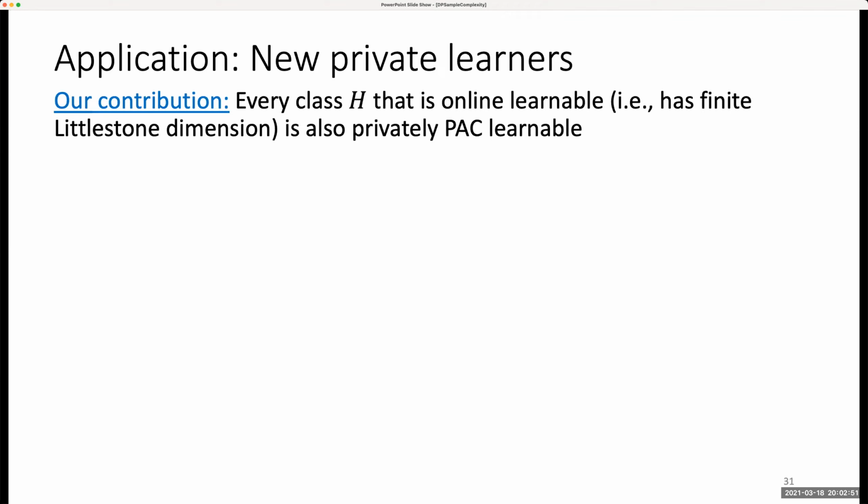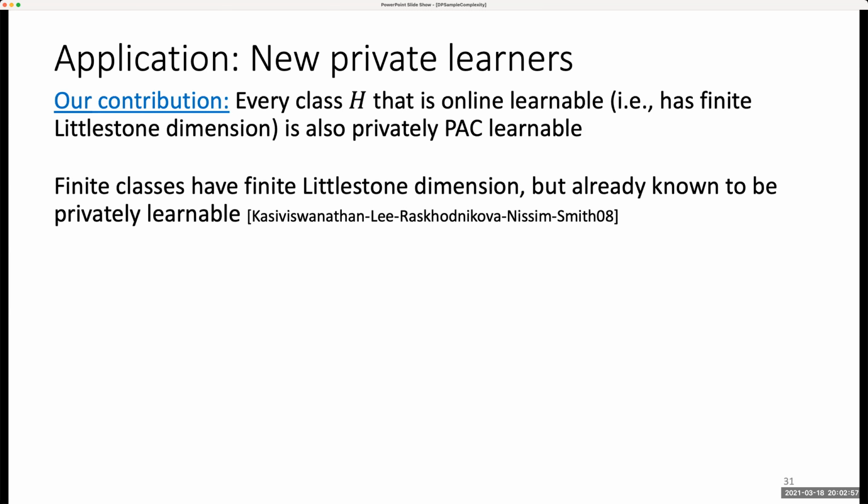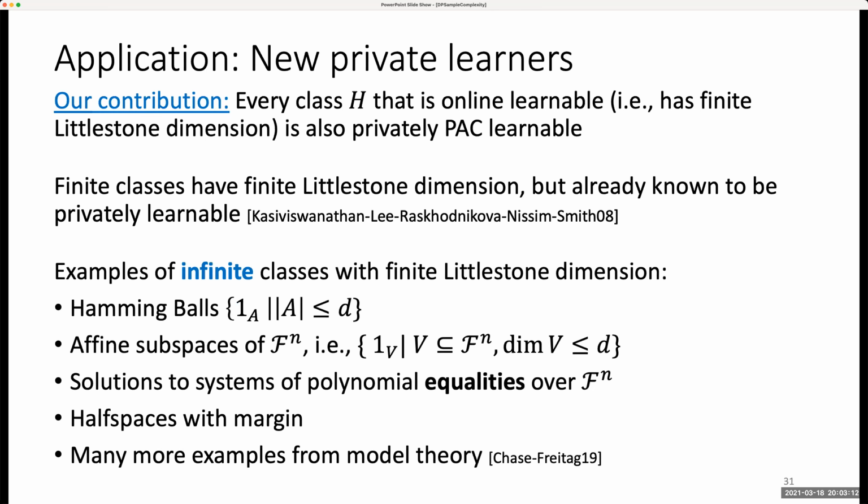Maybe let me just mention a small new application. As I said, online learning is an older discipline, and we know many examples of classes that are online learnable. Now automatically, all of these examples are also privately learnable. This includes, for example, Hamming balls and subspaces of any vector space. In general, take any system of polynomial equalities: any class definable by polynomial equalities is online learnable and therefore also privately learnable.